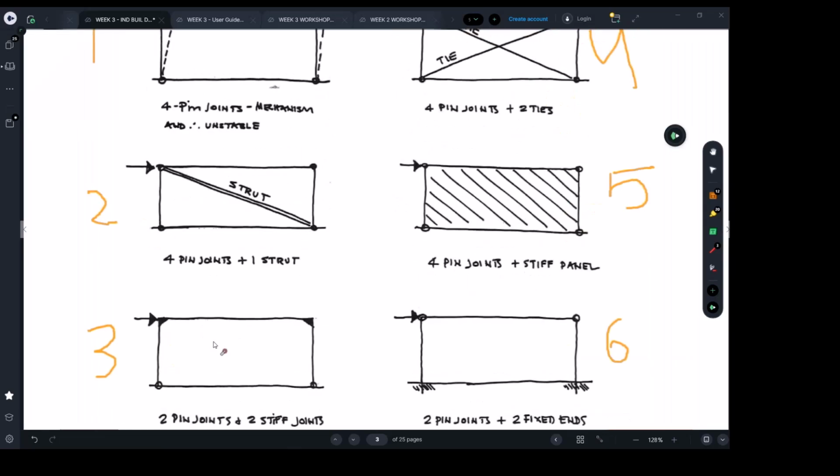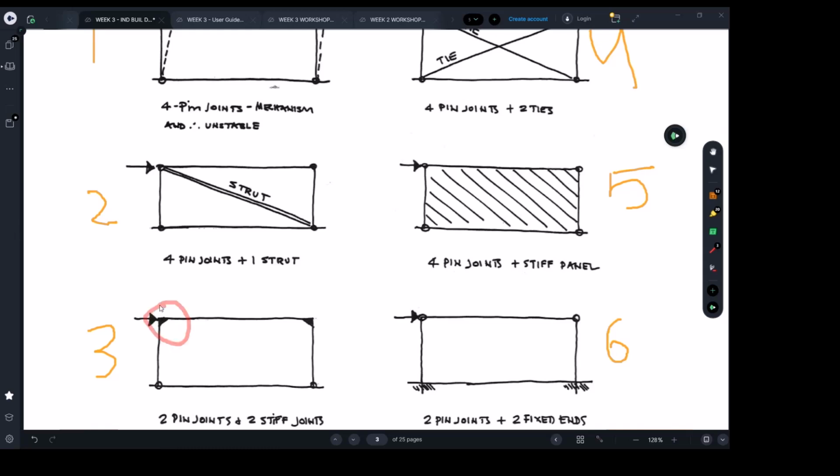Maybe because it's supported with the stiff joints. That's right, yeah. So the connection between the rafters, we call this a rafter, and the column, which is also called a portal column because it's part of a portal frame, they are welded. They are fully welded, or in other words, we can say it's a rigid joint.